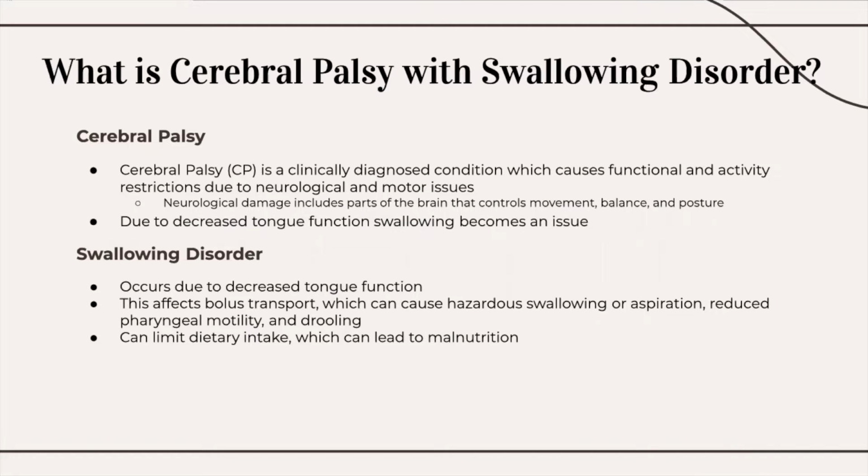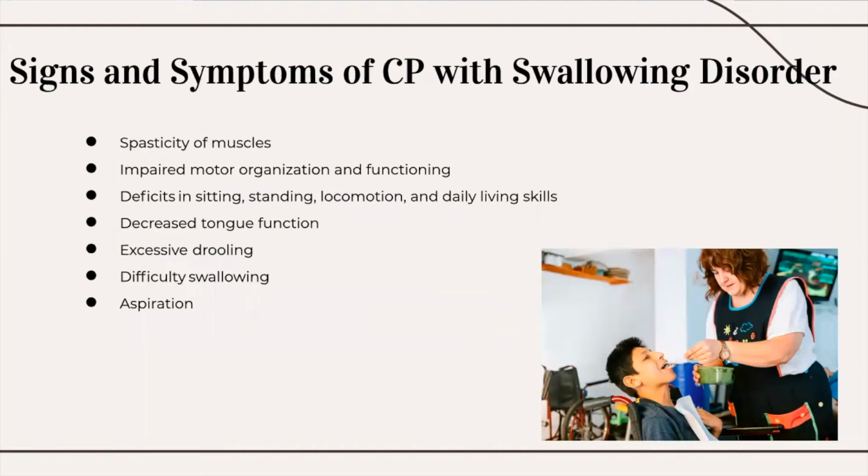So this affects the bolus transport, which can cause hazardous swallowing or aspiration, reduced pharyngeal motility and drooling, and it can limit dietary intake, which can lead to malnutrition. So the signs and symptoms of CP with swallowing disorder include spasticity of muscles, impaired motor organization and functioning, deficits in sitting, standing, locomotion, and daily living skills, decreased tongue function, excessive drooling, difficulty swallowing, and aspiration.